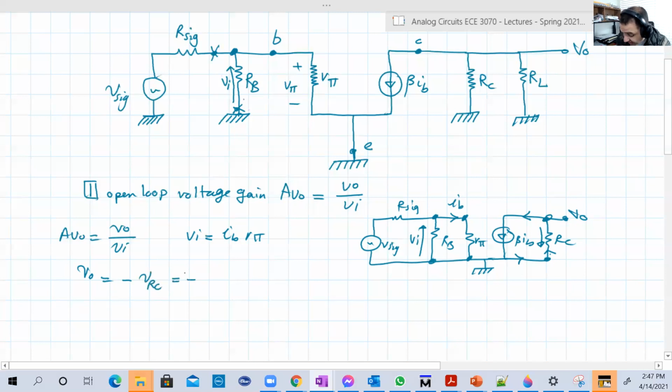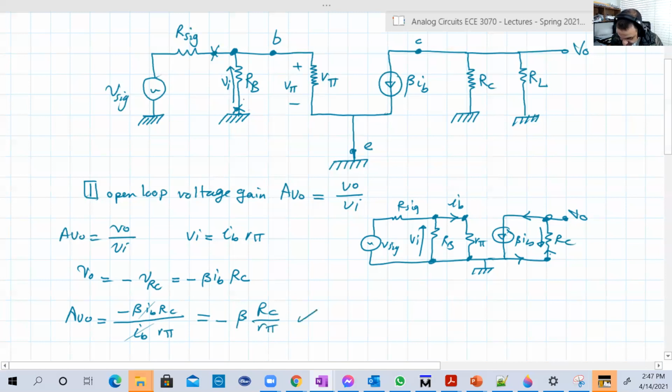What is the voltage across RC? It's the current times the resistance. The current is beta IB and the resistance is RC. So AV naught equals VO over V input. VO is minus beta IB RC, over V input, which is IB RBI. IB cancels with IB, so this is equal to minus beta RC over RBI. And that's a valid expression.